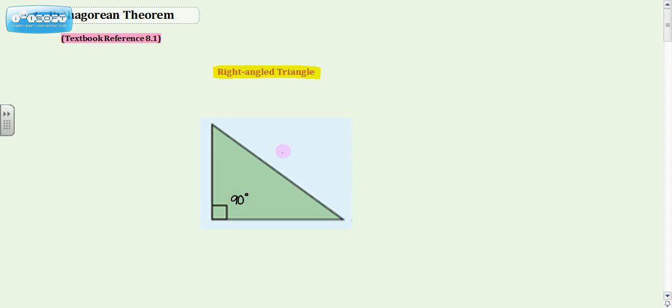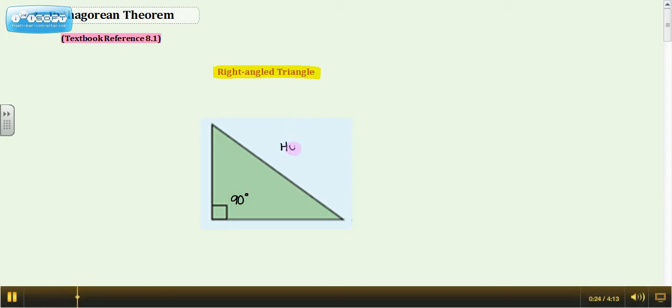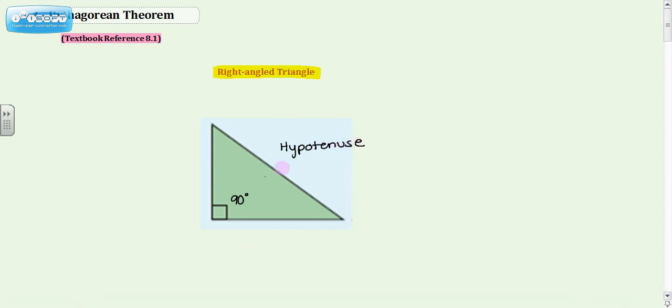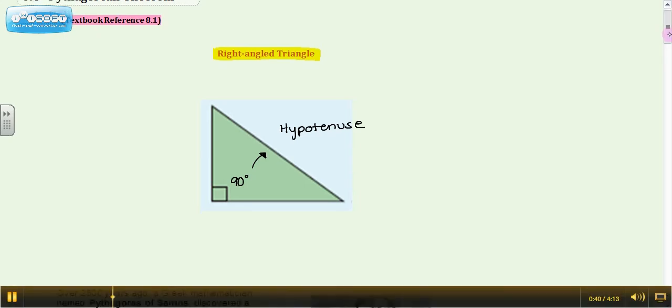Now there's one other special characteristic of a right-angled triangle, and that is the hypotenuse. The hypotenuse is the side that is opposite to the 90 degrees. And this hypotenuse tells us the length of the side. So now that we know the hypotenuse, we can go into the Pythagorean Theorem.